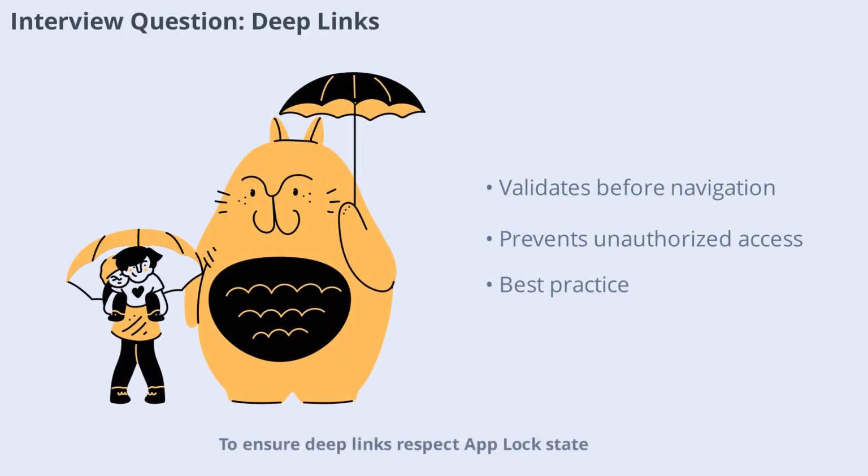To ensure deep links respect app lock state, always route to a validation screen first and check both session and lock status before navigation. This prevents unauthorized access and is a best practice for secure navigation.